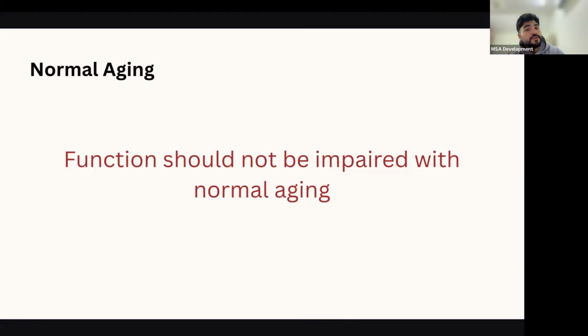One thing that stays constant, though, is the function. Okay? If the functionality of a human is declining, that's not normal aging.